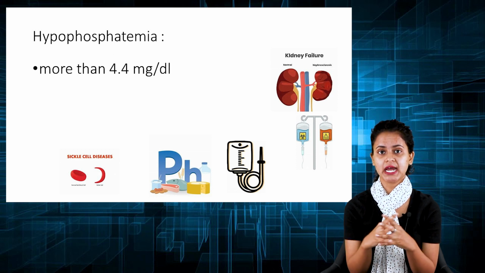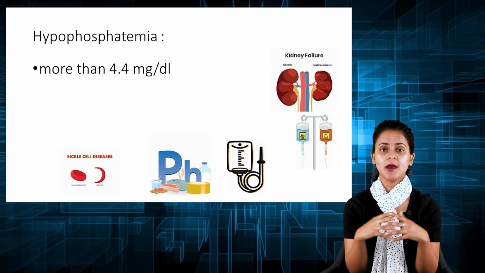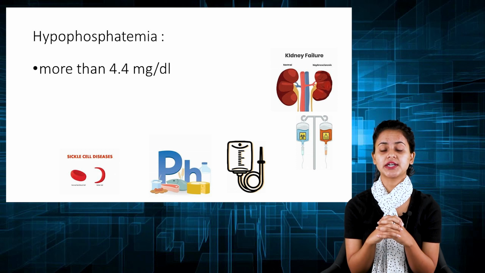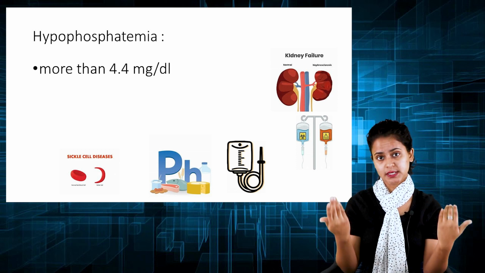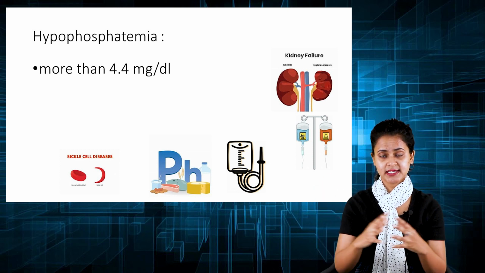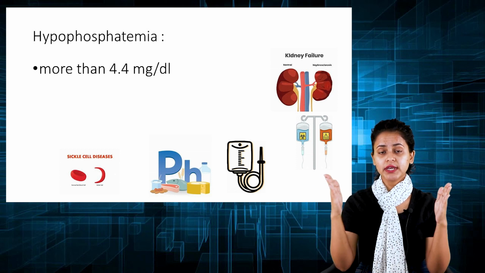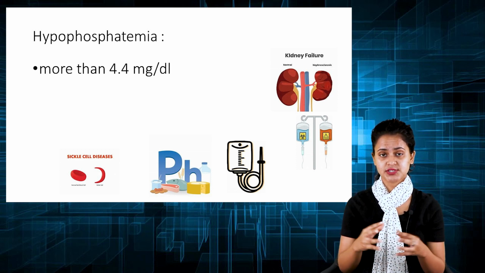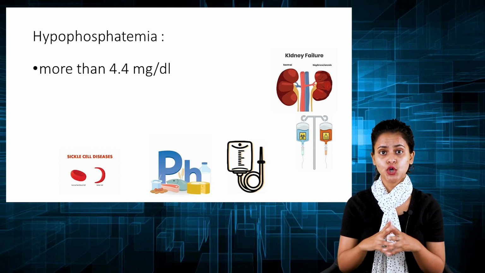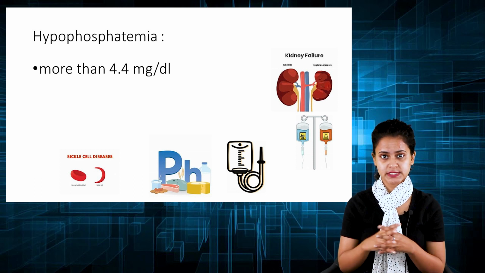Hyperphosphatemia, if the phosphate level is more than 4.4 milligram per deciliter, we are going to call this particular condition hyperphosphatemia. As the term itself suggests, it indicates an increase in the level of phosphate compared to the normal level. We are going to learn first regarding the probable etiological factors or common causes often associated with the development of hyperphosphatemia.